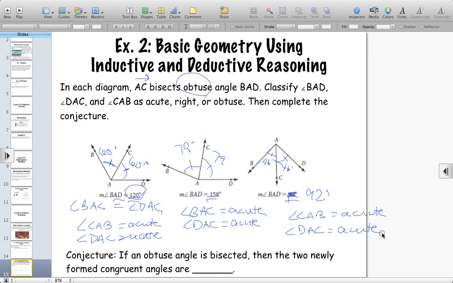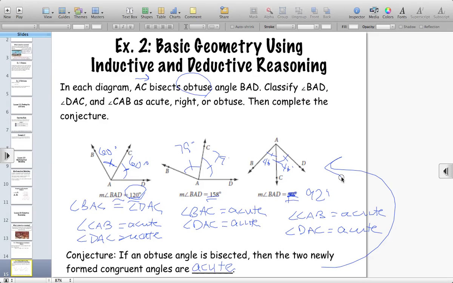So our conjecture that we can make, and this would be the first one to put in our notebook under the list of conjectures, would be: if an obtuse angle is bisected, then the two newly formed congruent angles are acute. I would recommend writing that sentence word for word and perhaps drawing an example.